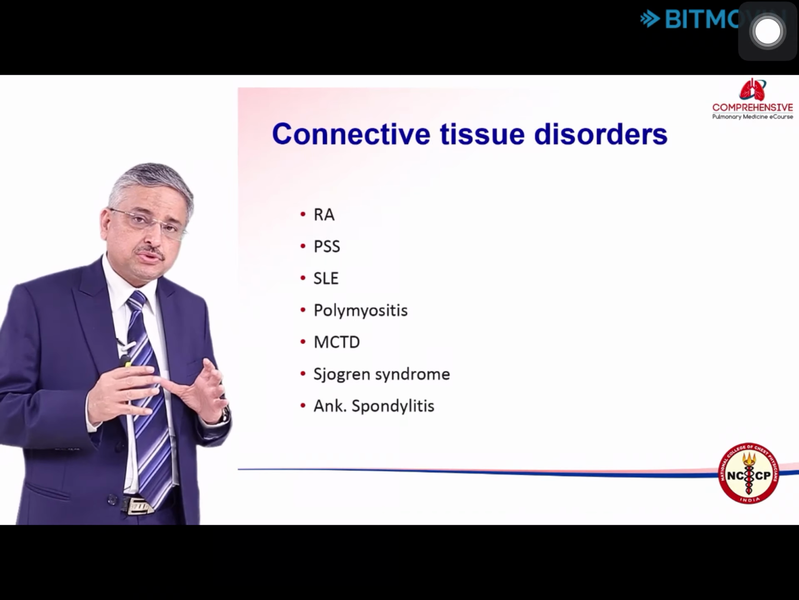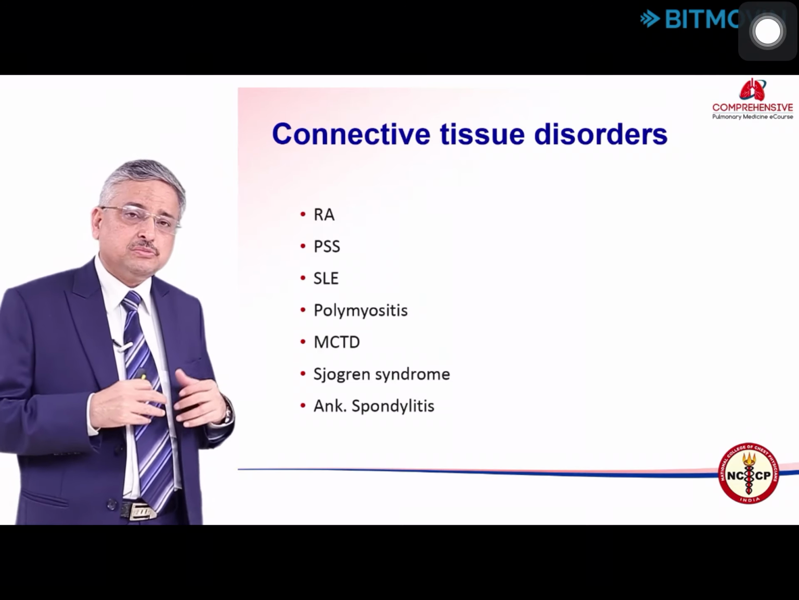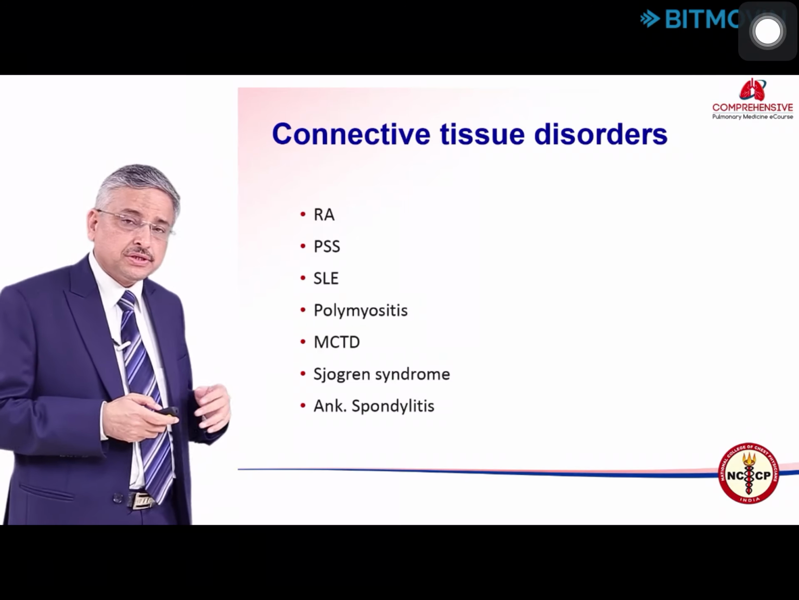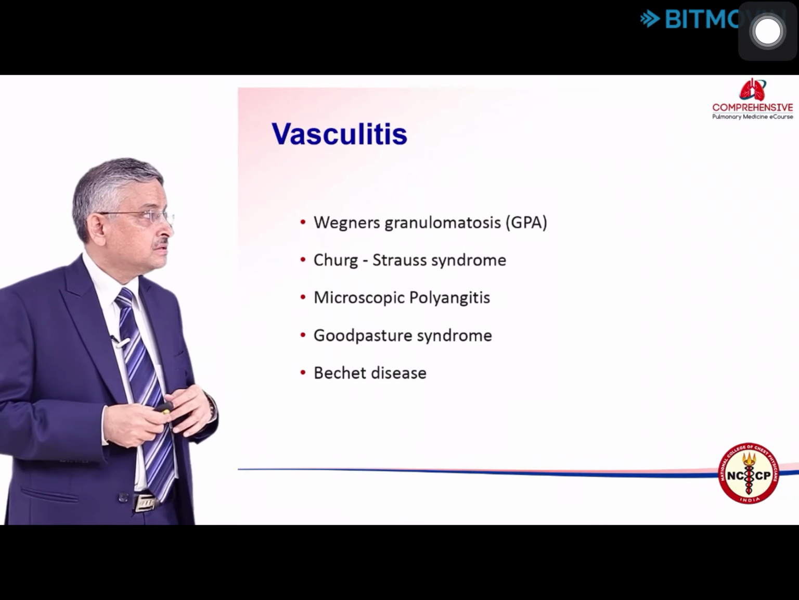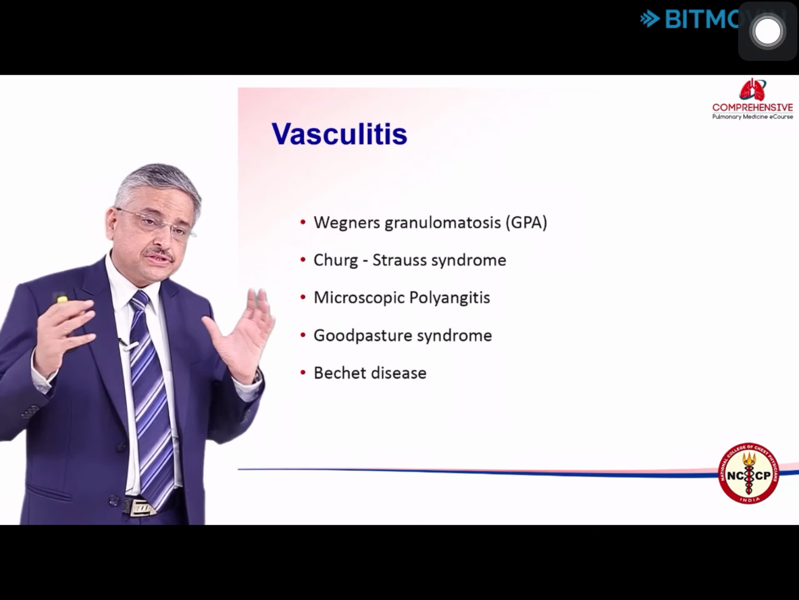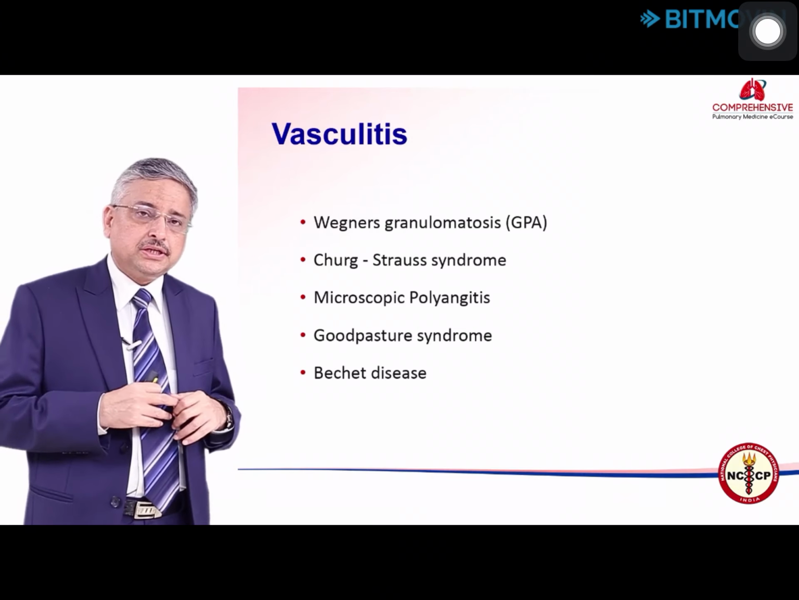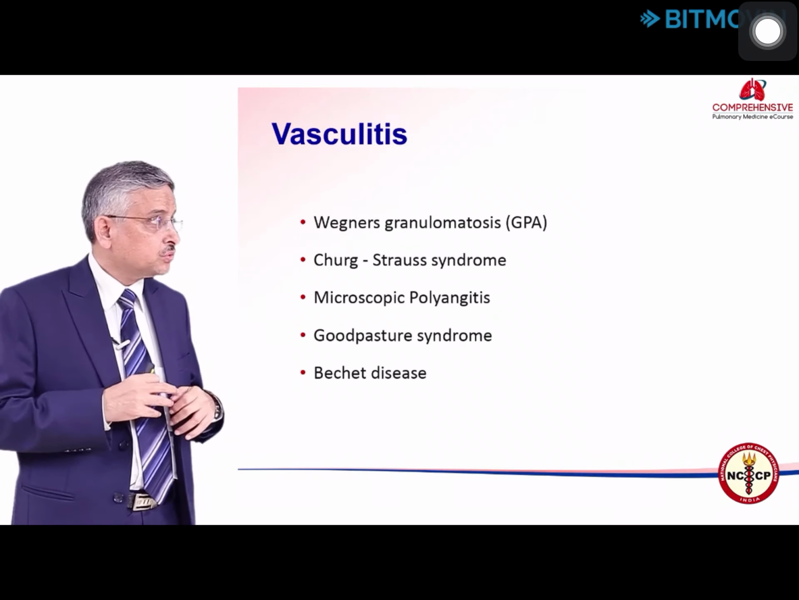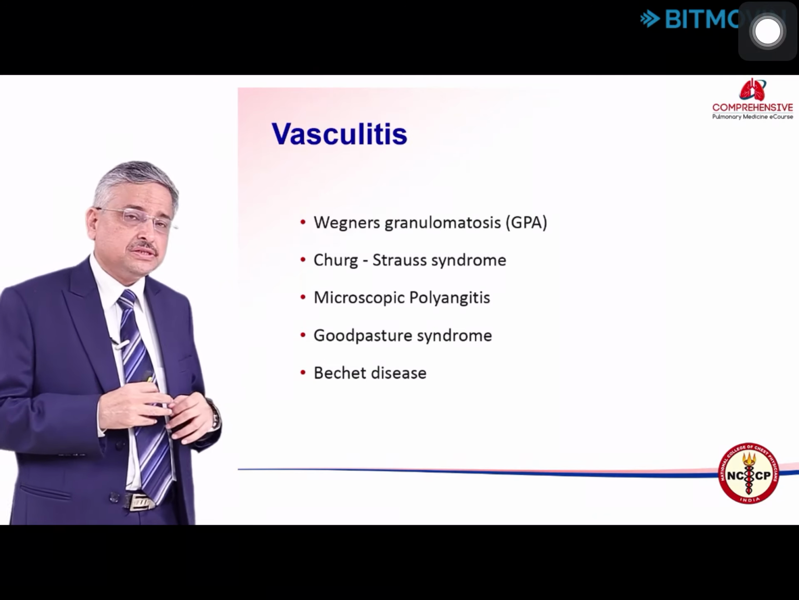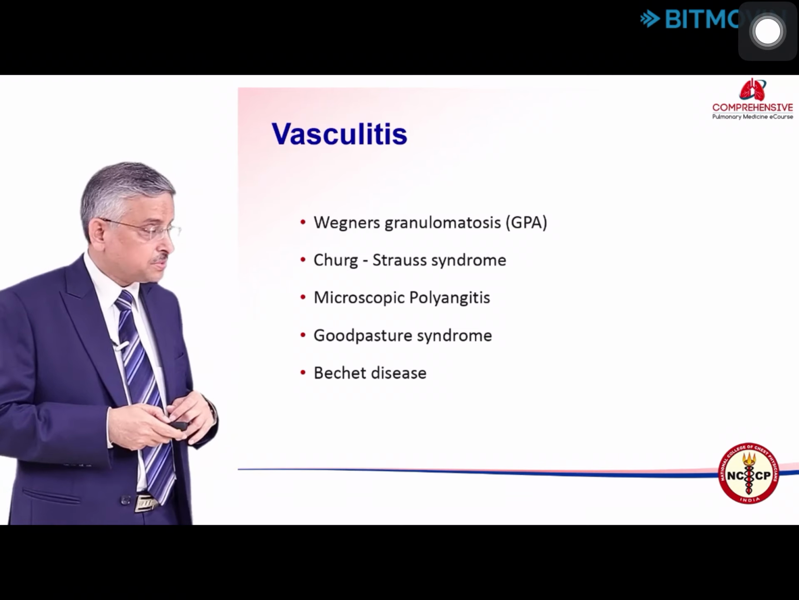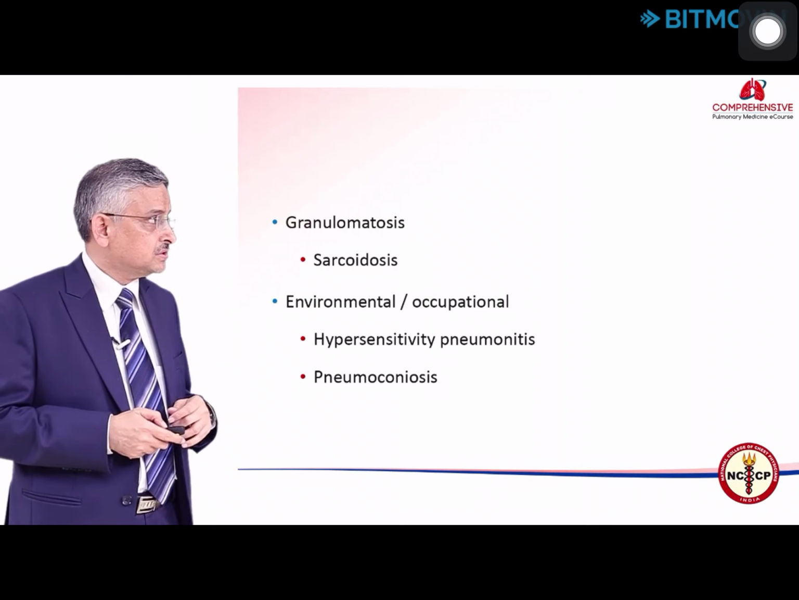You have certain ILDs which are classically linked to connective tissue disorders: RA, PSS, SLE, myositis, mixed connective tissue disorder, Sjogren's and ankylosing spondylitis, all of them are ILDs which are linked to connective tissue diseases. Certain vasculitides also can present. So, you can have systemic diseases which can also present as interstitial lung disease. Granulomatosis with polyangiitis, which was initially known as Wegener's granulomatosis, Churg-Strauss syndrome, microscopic polyangiitis, Goodpasture disease, and Behçet's are all diseases which can also present as ILD. And then you have granulomatous disorders and then environmental and occupational lung diseases.